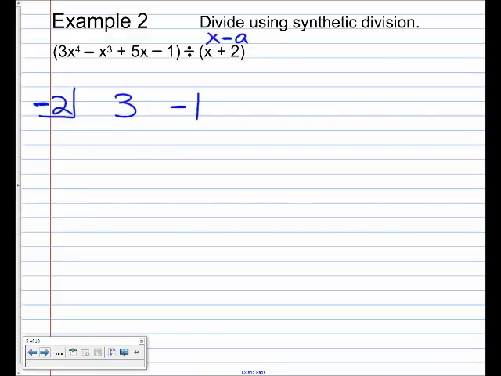I skipped from 4, 3, first power to nothing. Which one did I skip? The second power. So what am I going to put after this -1? 0. There's no x to the second power. We're missing a term. So just like I did in long division, I'm going to put a placeholder, that's 0. Then I'll put 5 and finish with, make sure you bring the sign, -1. All right? And draw a line right here.